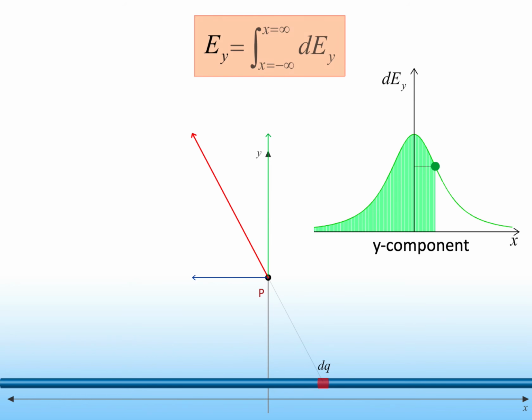To find the value of E sub y, the y component of the total E field at P, we integrate this curve from minus infinity to plus infinity. This integral is represented by the area under the curve and is a positive number. We'll now move on to compute this integral on the next slide.